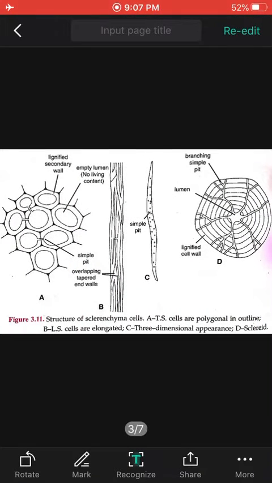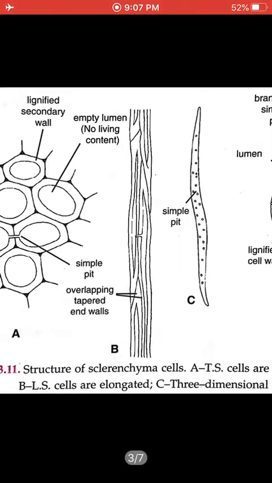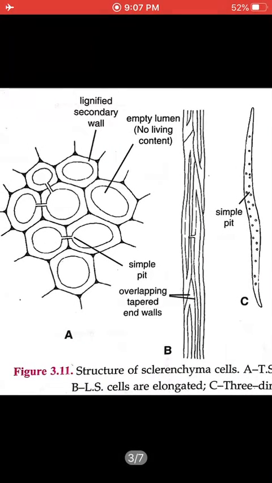Now this is the structure of sclerenchyma cells. These cells are polygonal in outline and elongated, with a three-dimensional appearance. So what is a sclerenchyma? Sclera means hard. These are dead cells. They are devoid of protoplasm, you can see over here, and these cells have a thickened outermost substance. There is lignin. Lignin is the compound which makes sclerenchyma thick. These cells are considered lignified.